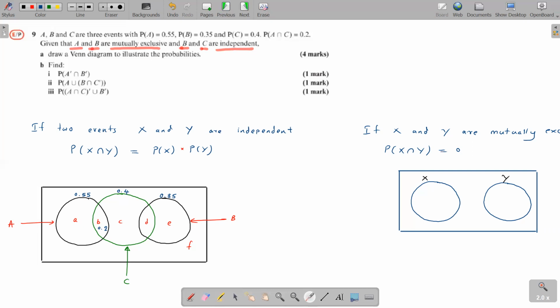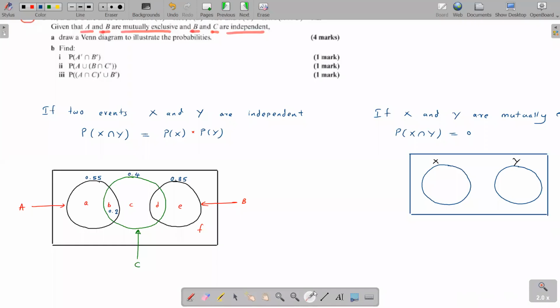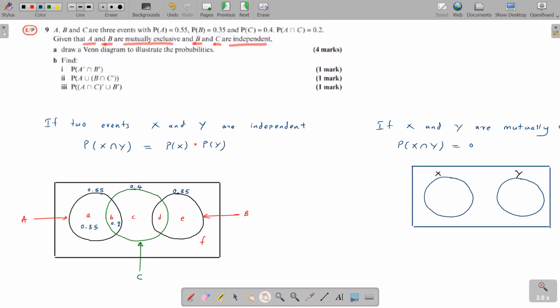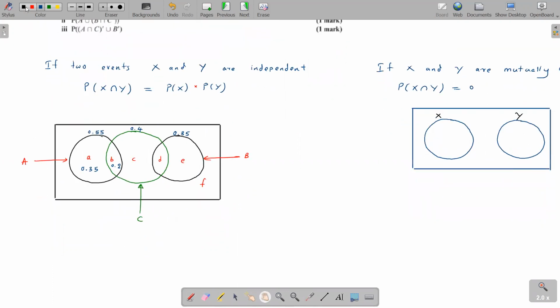How can I get the probability of region A? I think we can find the answer for region A easily, right? You can see the total of the circle is 0.55. So 0.55 minus 0.2 gives region A, that's 0.35. Now the next thing is we need to use the fact that the sets B and C are independent.